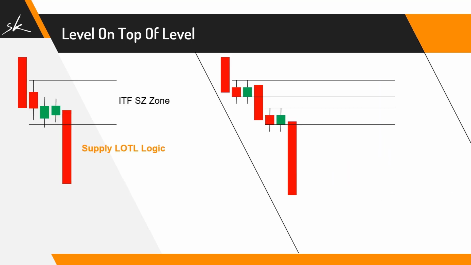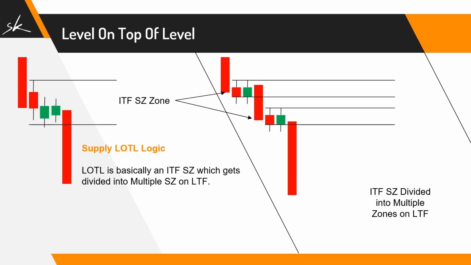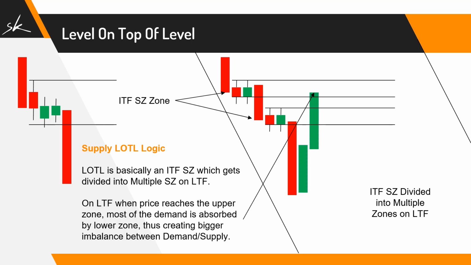In case of supply, level on top of level is an intermediate time frame supply zone which gets divided into multiple zones on lower time frame. When price reaches the upper zone, most of the demand due to which prices were moving up is absorbed by the lower zone. This creates bigger imbalance between demand and supply, and the probability of the upper zone increases.